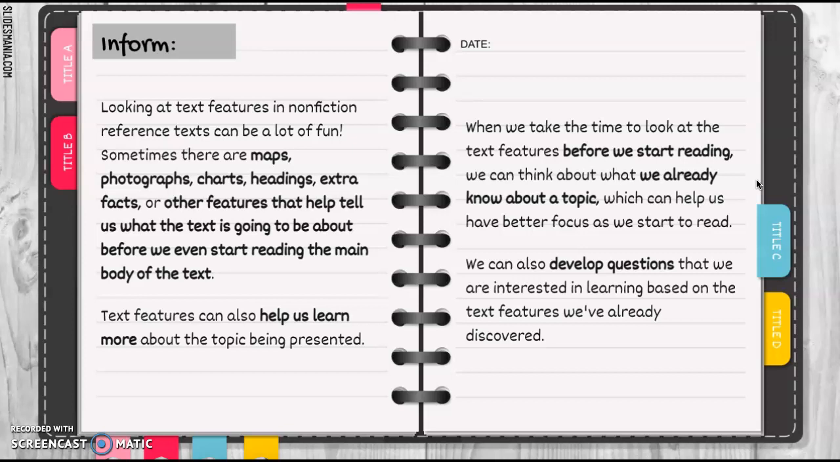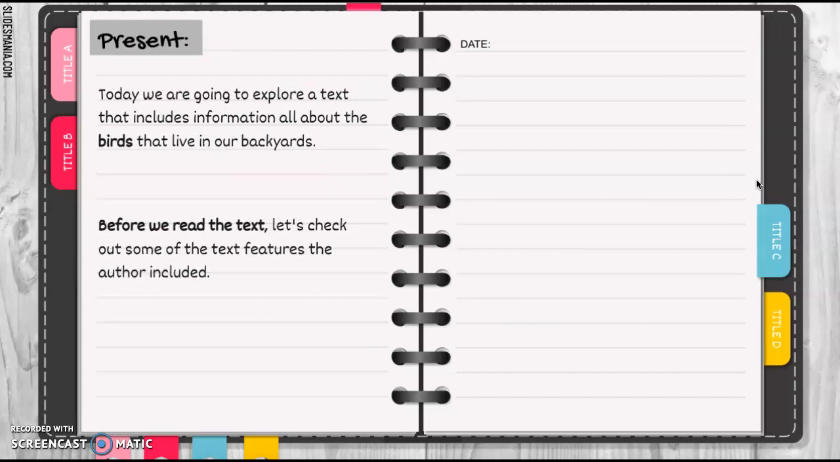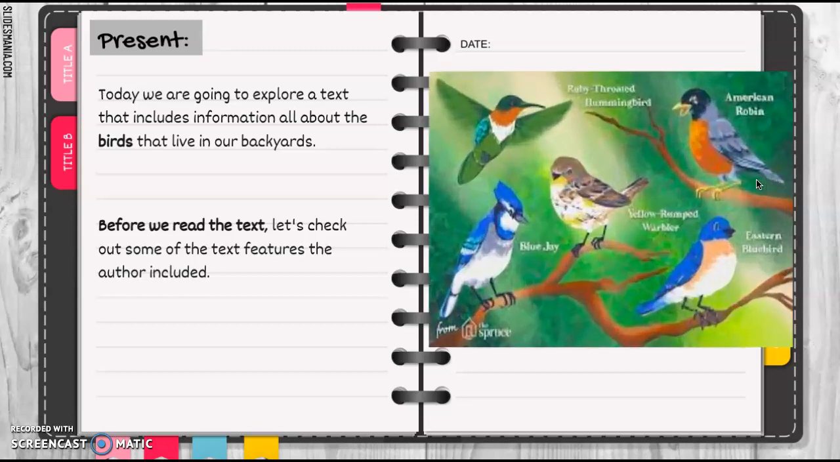When we take the time to look at the text features before we start reading, we can think about what we already know about a topic, which can help us have better focus as we start to read. We can also develop questions that we are interested in learning based on the text features we've already discovered. So today we're going to explore a text that includes information all about the birds that live in our backyards. Before we read the text, let's check out some of the text features the author included.